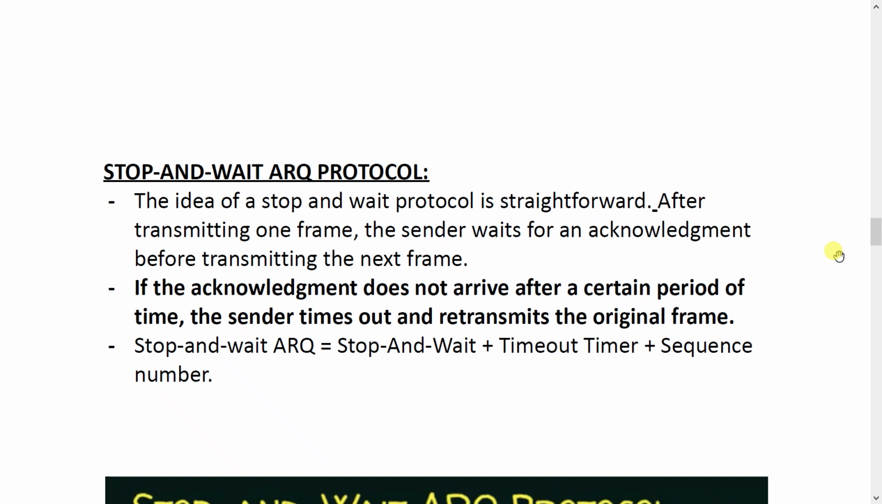So what's the stop and wait ARQ protocol? If you want to define it in a simple way, you can say it's basically the stop and wait protocol we learned before, but with a timeout timer and sequence number. The timeout timer means that if the ACK is not received within a certain period of time, it expires, and I automatically understand that there is a problem with the packet I sent to the receiver, and I have to send it again.